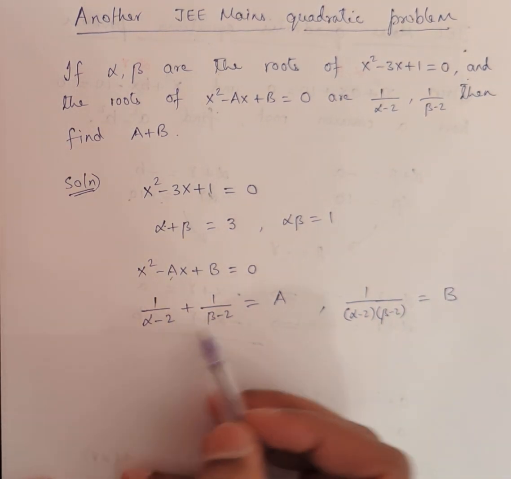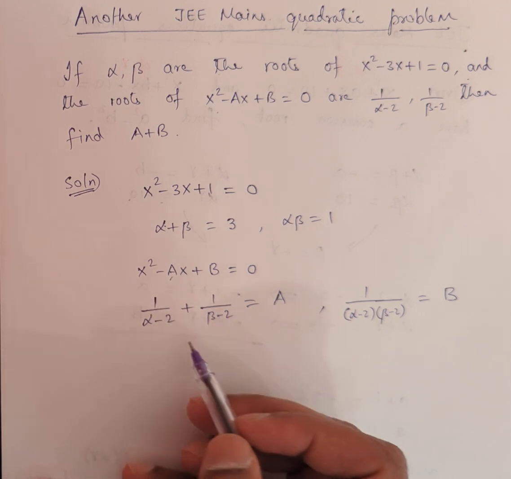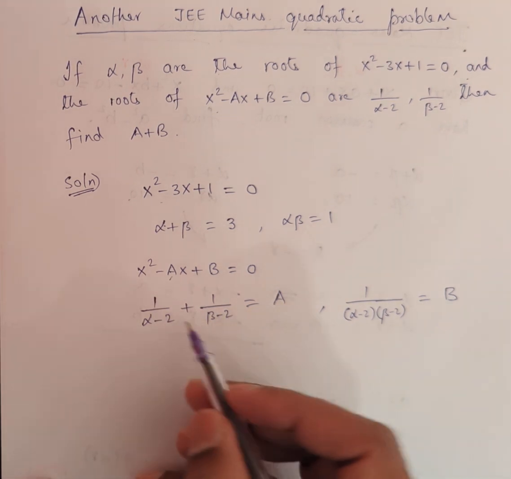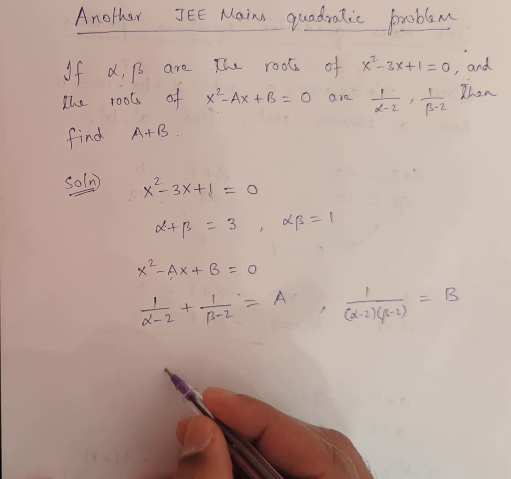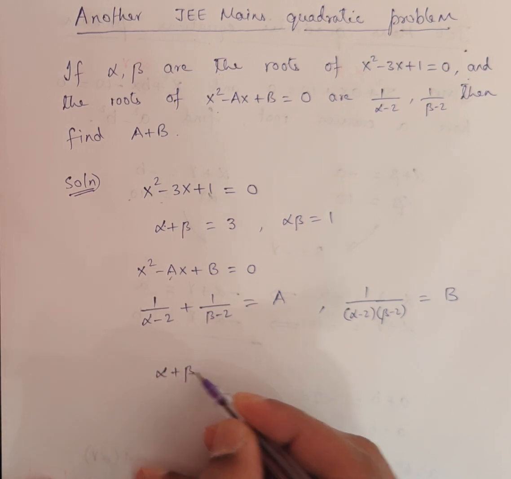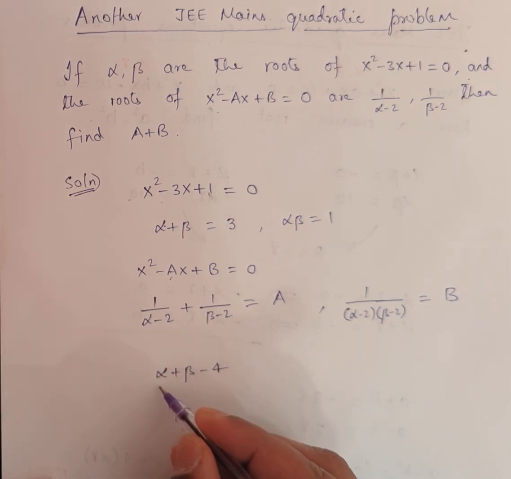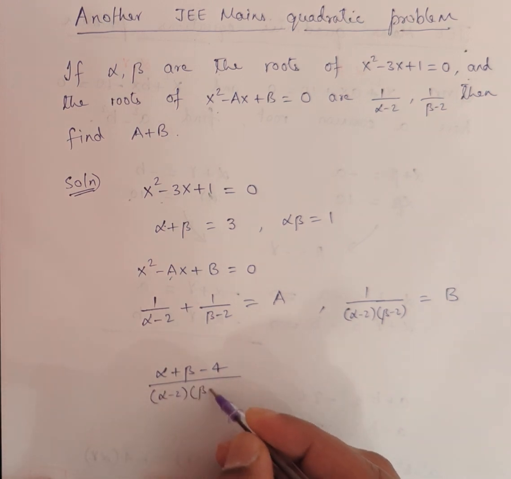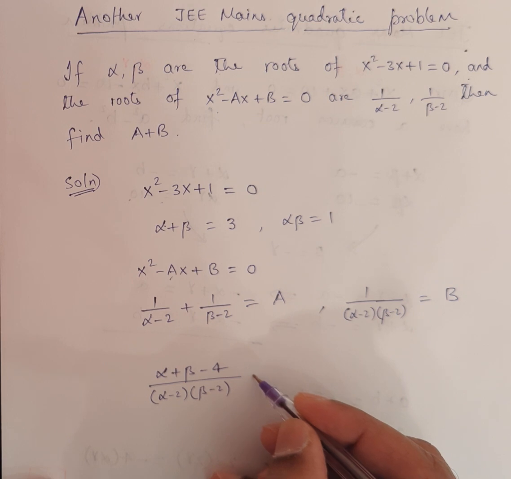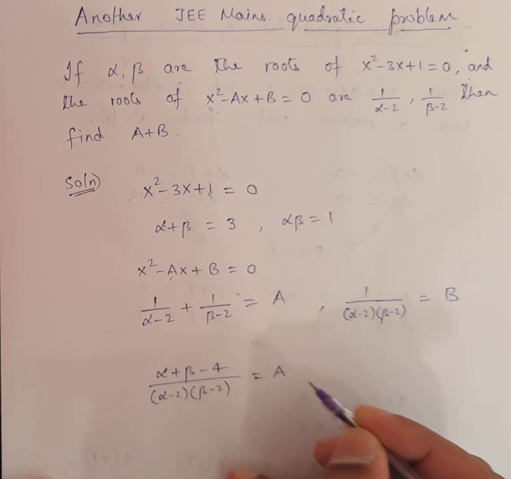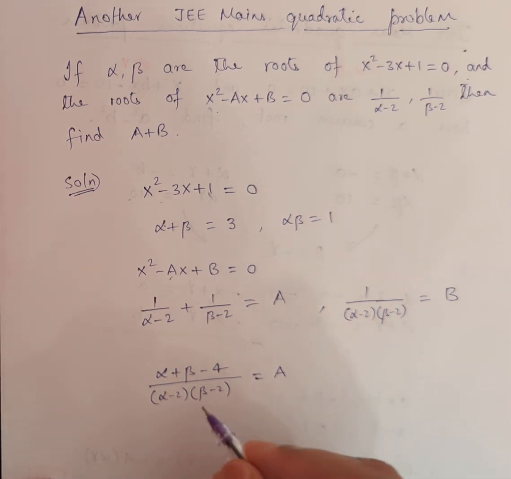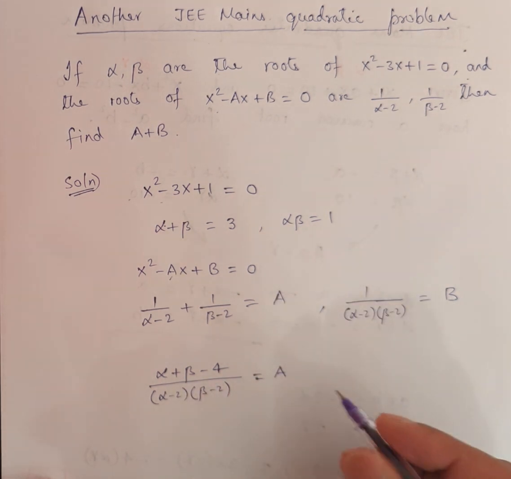All right, let's go ahead and work here. If I take common denominator or cross multiply, what I'm going to get is alpha plus beta minus 4 in the numerator, and the denominator is alpha minus 2 times beta minus 2. So this is equal to a. And alpha plus beta is 3.